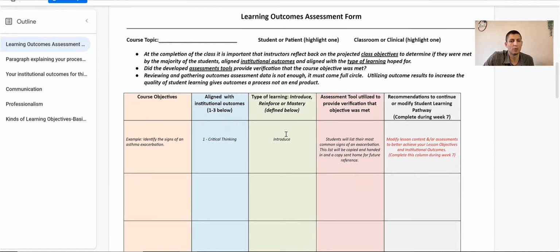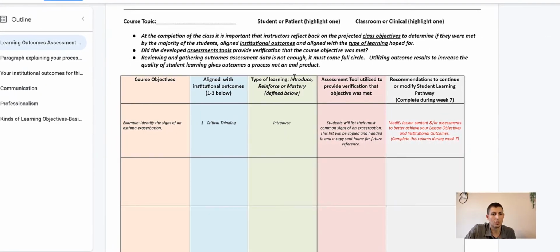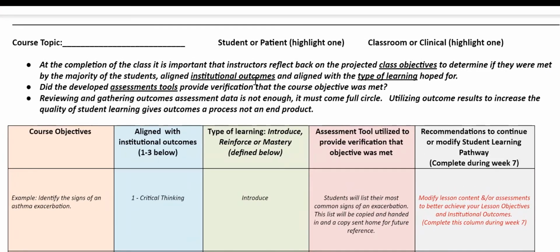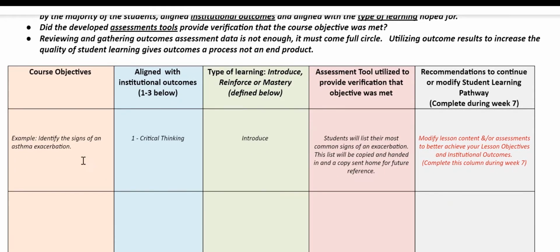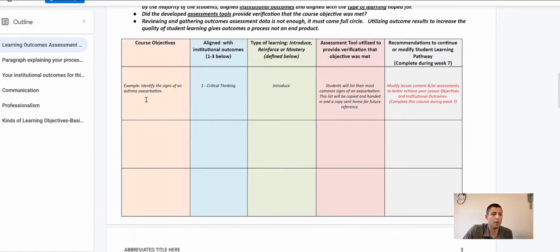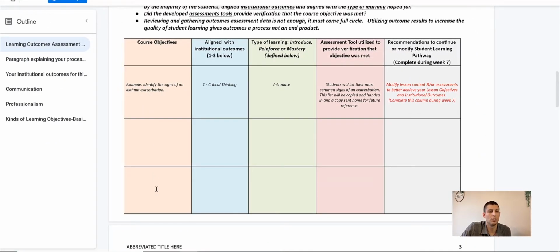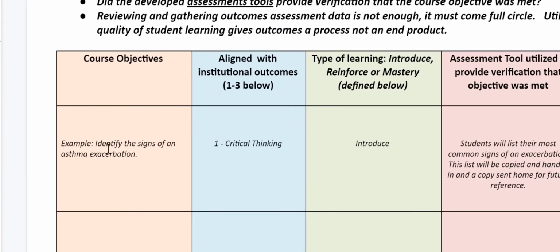This is our learning outcomes assessment form. Up here is just a little bit of information talking about objectives and then outcomes, assessment tools, and alignment. And you can see here we've got 3 rows that you're going to be including, 1 row for each objective. So here you're going to list your course objective. So for example, identify the signs of an asthma exacerbation. That's a good objective for your course.